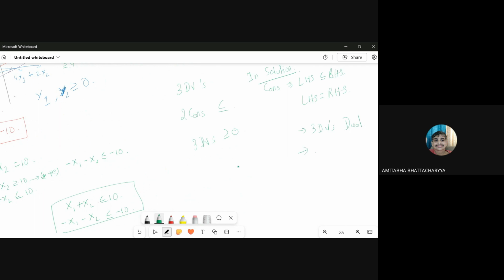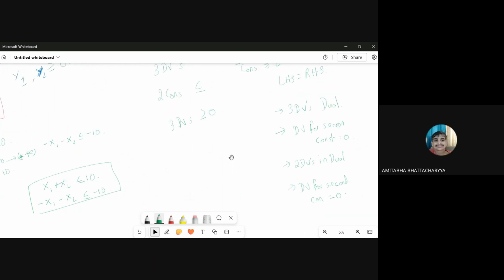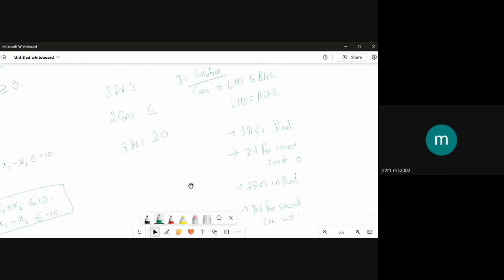The dual variable corresponding to the second constraint is 0. There are 2 decision variables in the dual formulation. The dual variable corresponding to the second constraint is non-zero. So in this, I will tell you the easiest solution first.